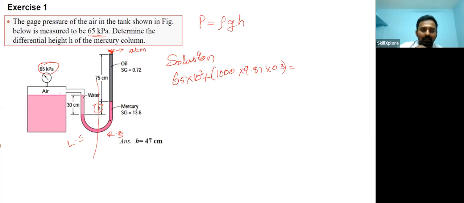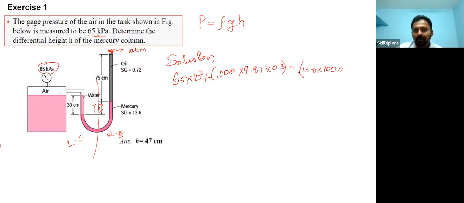And the thing is, it is also like an equilibrium condition. So the left side is equal to the right side. So what are all the things on the right side? The things on the right side are mercury and oil. So let's start with the mercury. Mercury has a specific gravity of 13.6. To calculate density, it is specific gravity times the standard fluid. What is the standard fluid? Water.